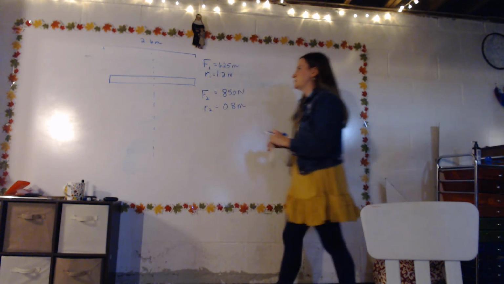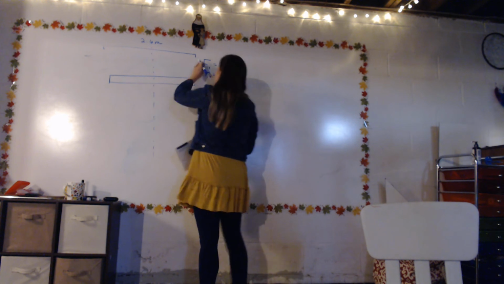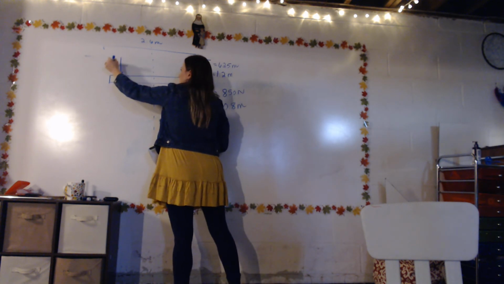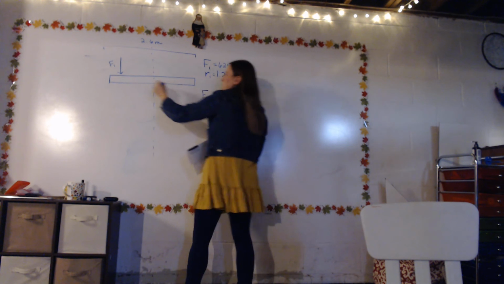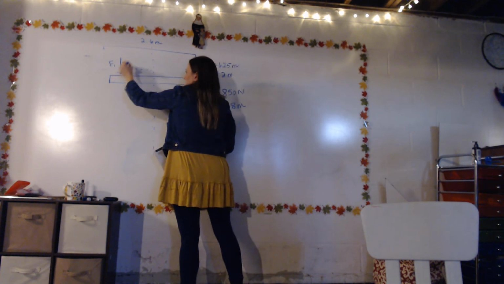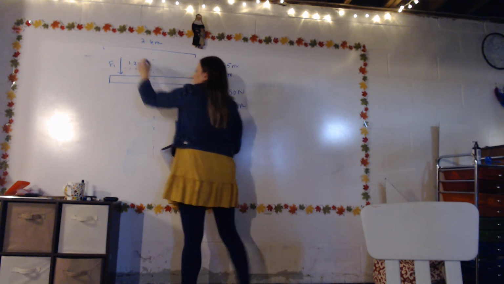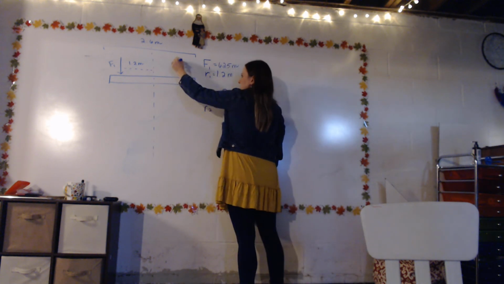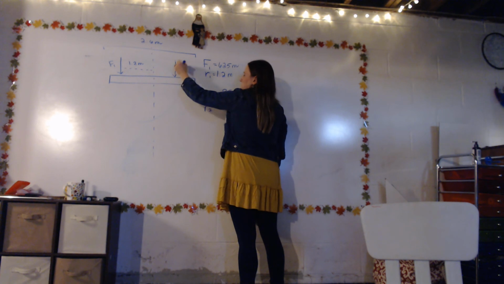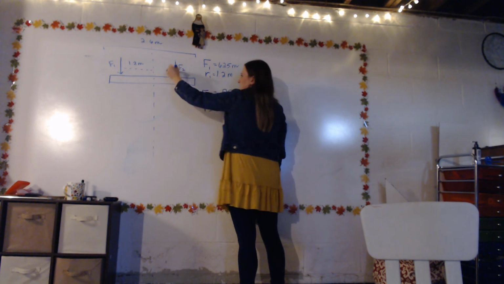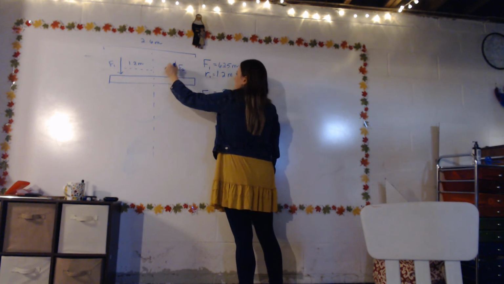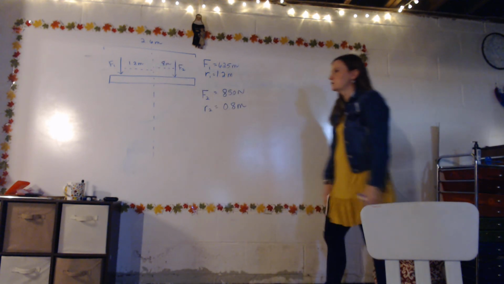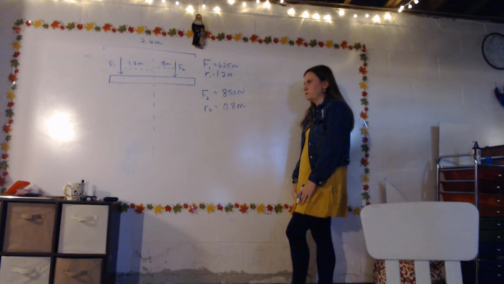Okay, so here's the picture that actually came with this. Force 1 is 625 newtons, and it is 1.2 meters from the center. So this radius is 1.2. And then force 2 was on the other side, 850 newtons, and it was 0.8 meters from the center. And so the question is basically who gets the door to move?